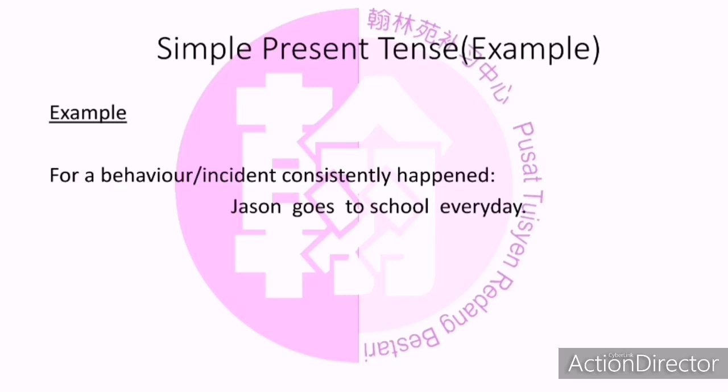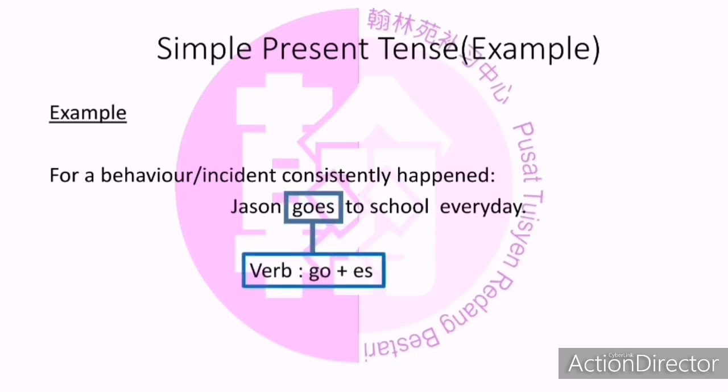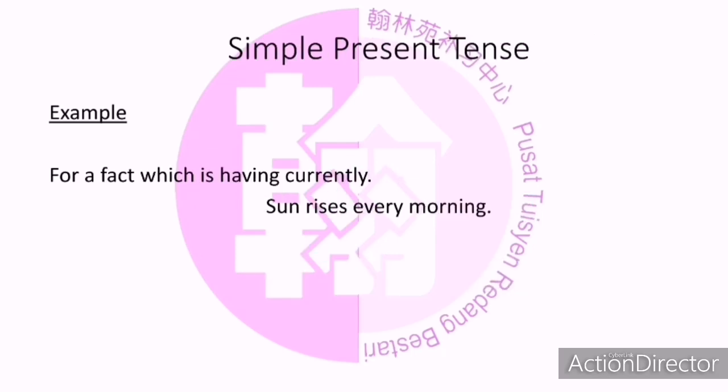Alright, we shall see this example right now. Jason goes to school every day. So Jason is only one subject and he goes to school every day. The verb in bare form is supposed to be go, but because it is one subject, it should be goes. And at the same time, you could see that the time is every day, which means that this action occurs consistently, on a daily basis.